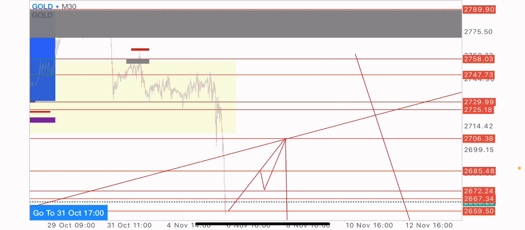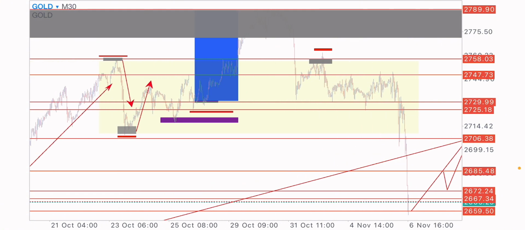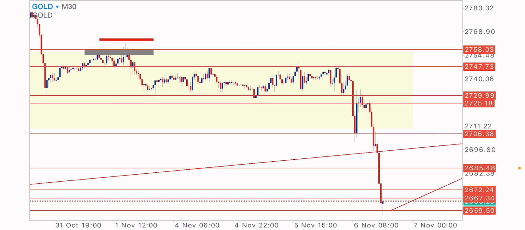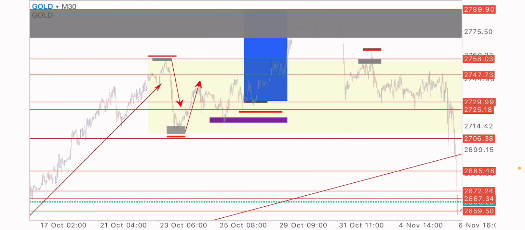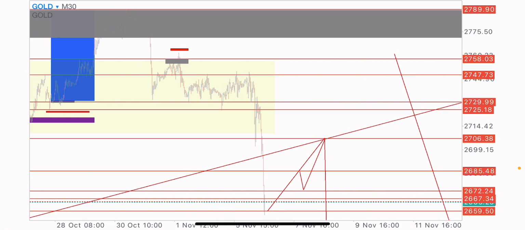So with a 30-minute time frame, we can see that this is actually not a bad move, which we might be expecting from the market, because we can see that the market is actually respecting most of our setups, and we can see that the market is actually moving in a good formation.